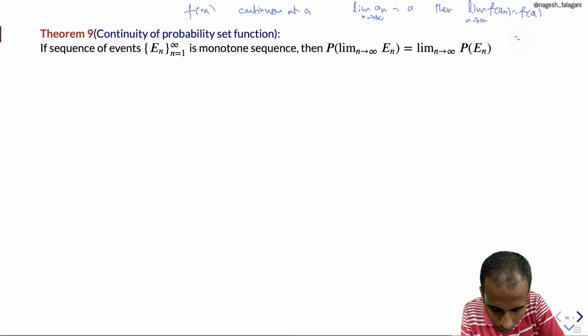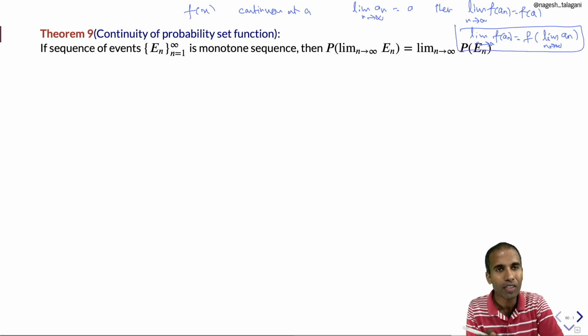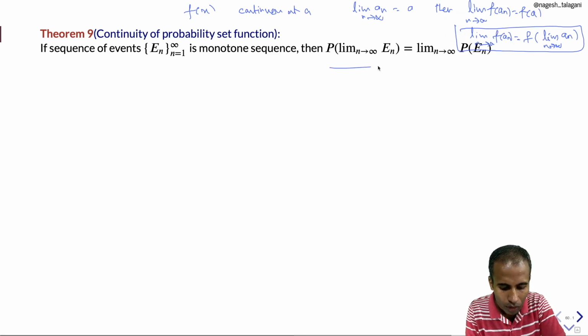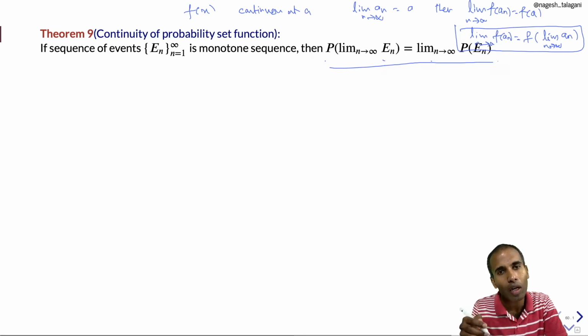So here, f(A), what is A? It is the limit as n tends to infinity of an. This is the right-hand side. What is the left-hand side? The limit as n tends to infinity of f(an). See, we are interchanging the limit. When f is continuous at A, we can interchange this limit. Here also it looks the same. We are interchanging the limit: the probability of the limit is the limit of the probability. That's why we call it continuity of the probability set function. Fine? Okay.